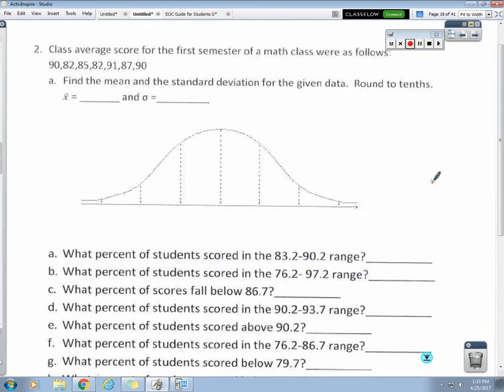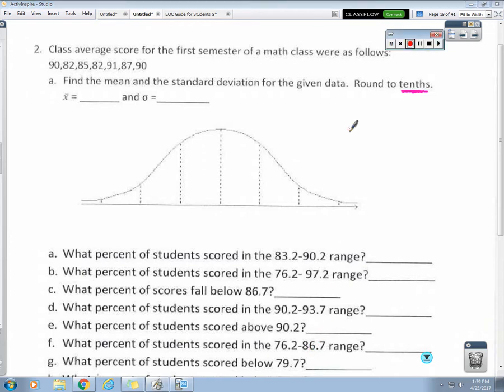Class average scores for the first semester of a math class were as follows: 90, 82, 85, 82, 91, 87, and 90. Find the mean and the standard deviation for the given data, round it to the tenths place, that means 1 number after the decimal point, and then label the curve and answer these questions. I'm going to let you try this by yourself before I just do it for you.